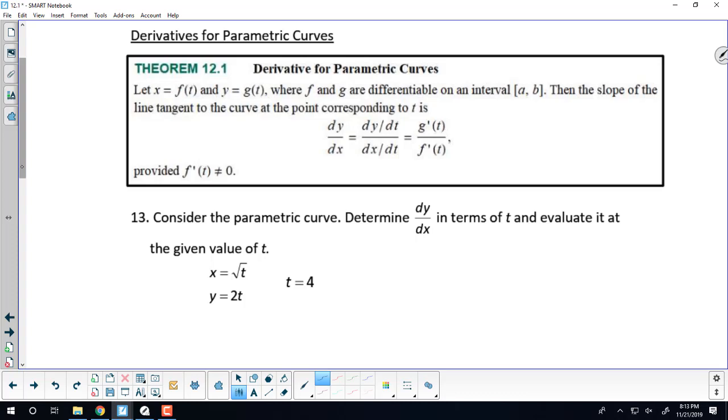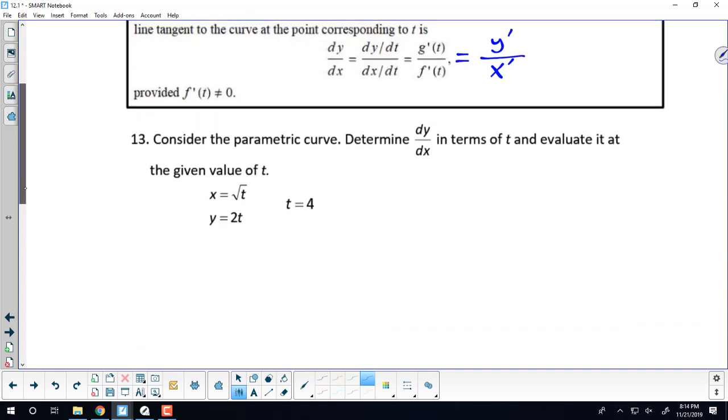So in the parametric sense, the derivative of y with respect to x is the same thing as the derivative of y with respect to t over the derivative of x with respect to t. So we can think about that as g prime over f prime if you want. I think it's maybe more explicit to say it's just y prime over x prime, where t is our independent variable. It's a very natural thing to follow.